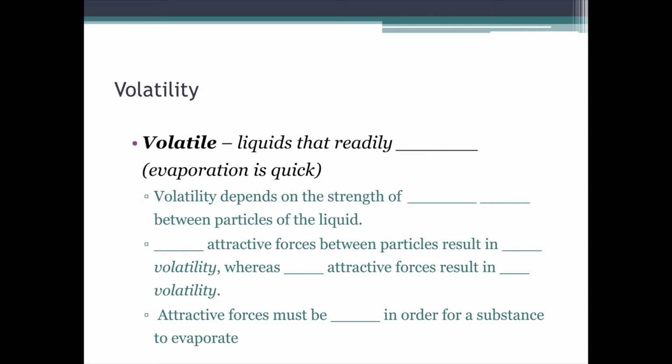Volatile liquids are ones that readily evaporate, so evaporation is very quick. Volatility depends on the strength of attractive forces between the particles of a liquid. So, strong attractive forces between particles results in very low volatility. So, if I have strong attractive forces, I don't evaporate well, whereas weak attractive forces result in high volatility. So what this tells us is attractive forces must be broken in order for a substance to evaporate.